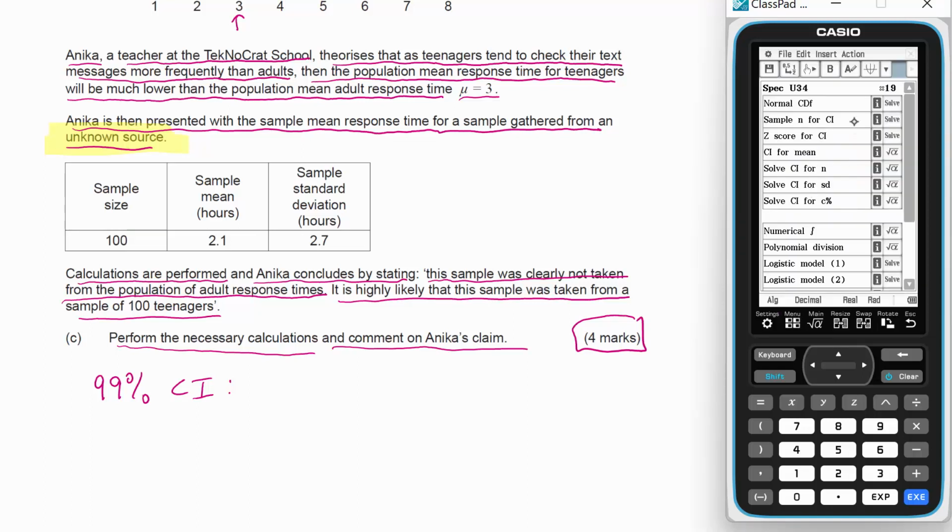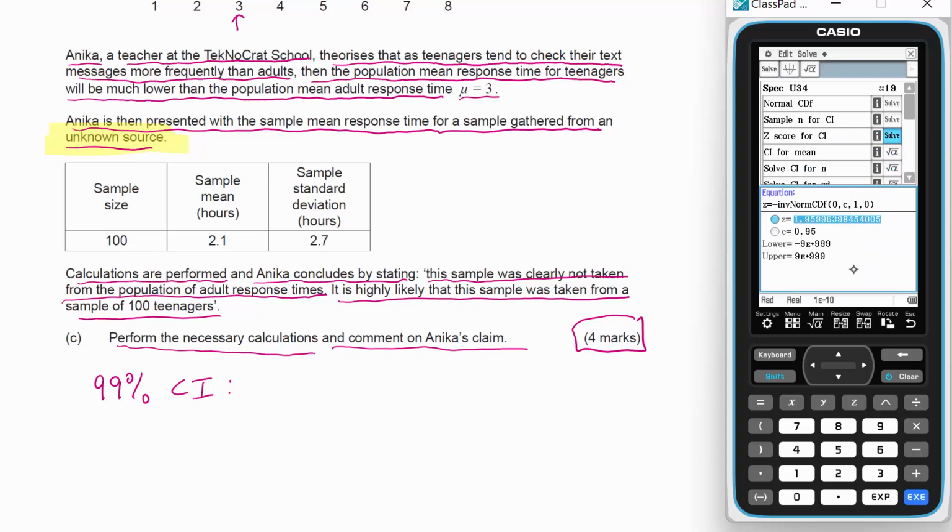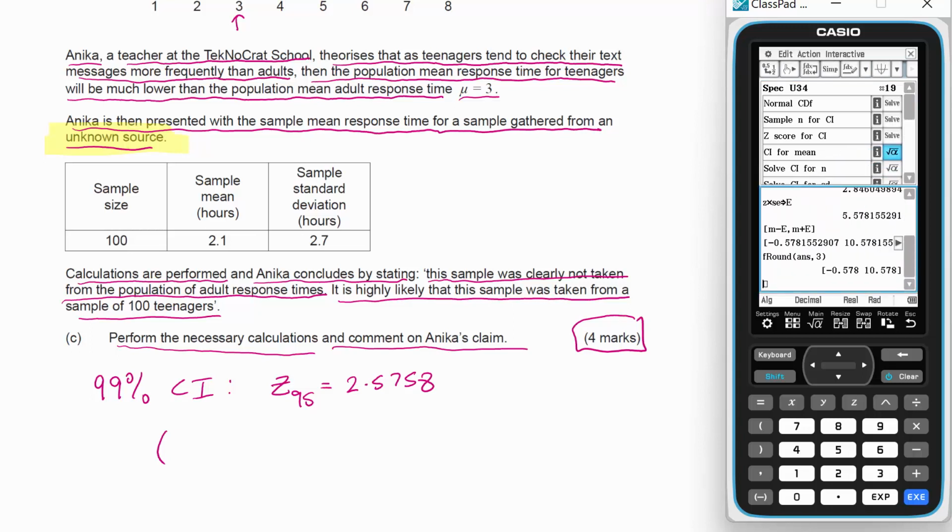So I'm going to make use of the activities, and I'm going to go into my Z-score for CI, and I'm actually going to do this with a 99% confidence interval. And so I am going to say Z99 is 2.5758. Then I'm going to work out my confidence interval. And I'm just going to use my e-activity for this. So confidence interval for mean.